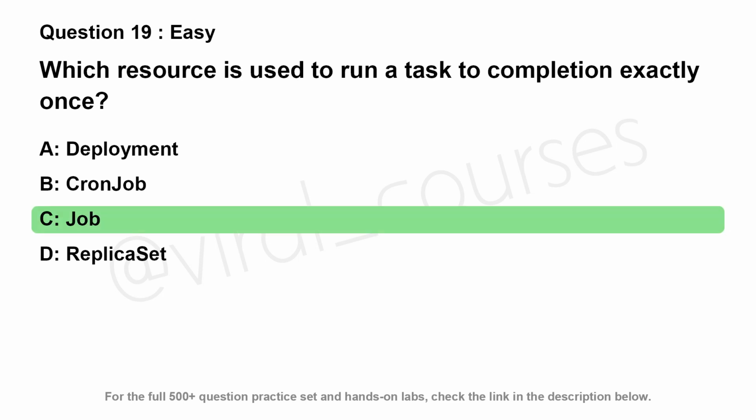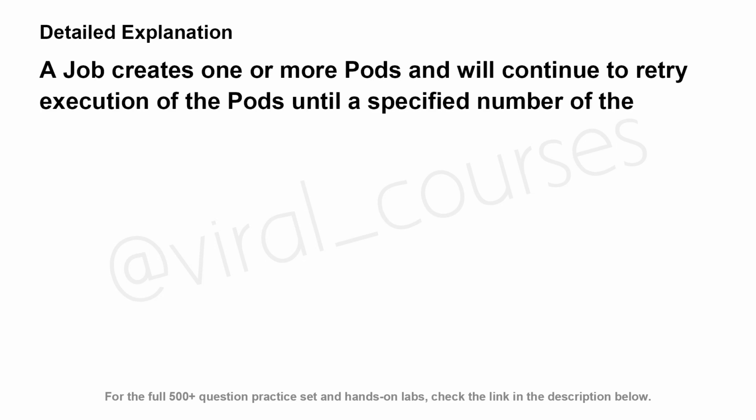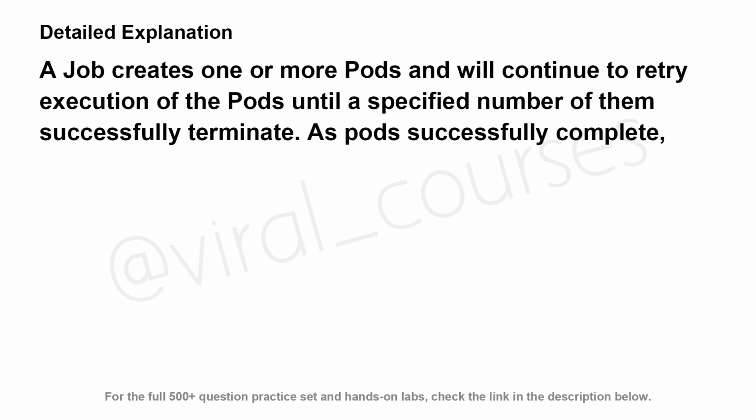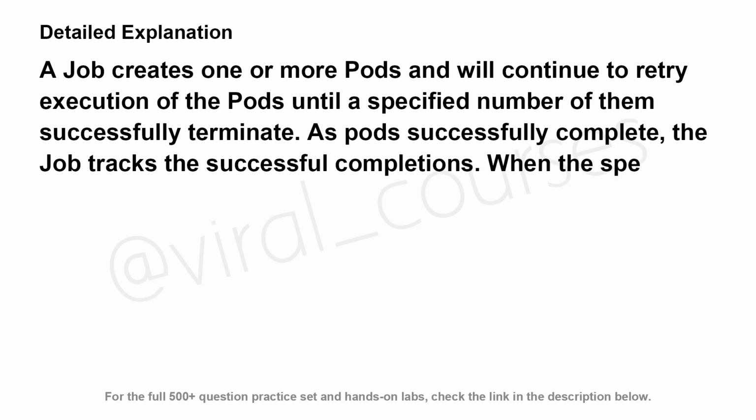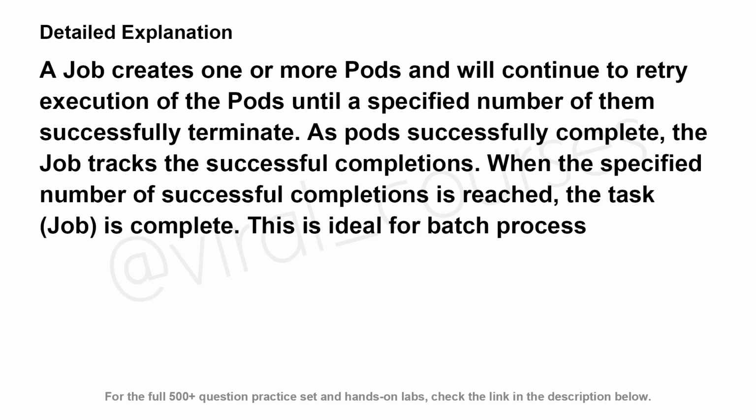The correct answer is C. A Job creates one or more pods and will continue to retry execution of the pods until a specified number of them successfully terminate. As pods successfully complete, the Job tracks the successful completions. When the specified number of successful completions is reached, the task, the Job, is complete. This is ideal for batch processing or data migrations.